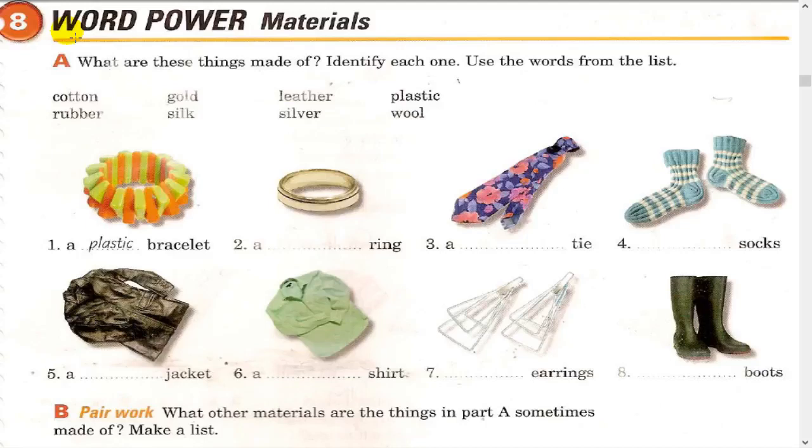Now, let's start with Unit 3, Exercise Number 8. Word Power, Materials. What are these things made of? Identify each one, use the words from the list. In this question, you will have eight different words. You put the word in the correct blank. Fill in. You complete.